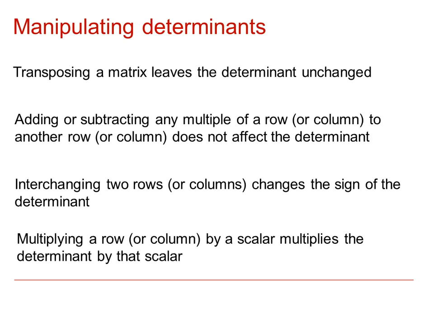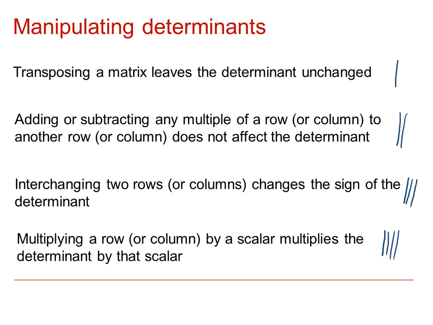So you need to be familiar with these results and be able to use them. Transposing the matrix leaves its determinant unchanged. Adding or subtracting a multiple of rows or columns to another row or column, again, does not affect the determinant. Interchanging rows or columns changes the sign of the determinant, and multiplying by a scalar multiplies the determinant by that scalar. So 4 results there that you need to be familiar with.